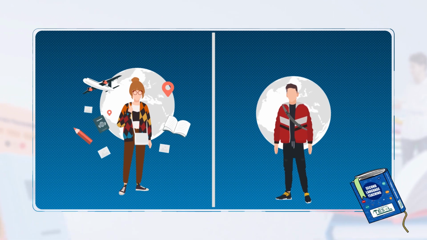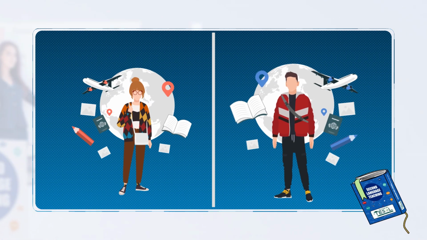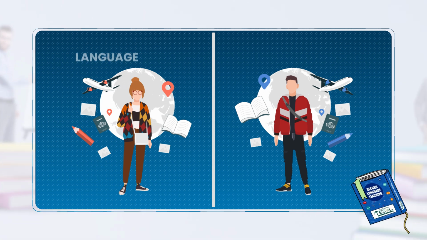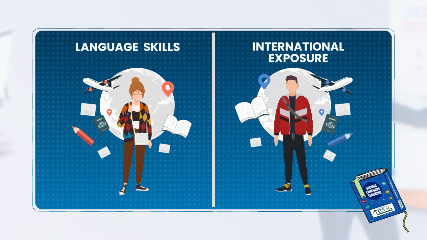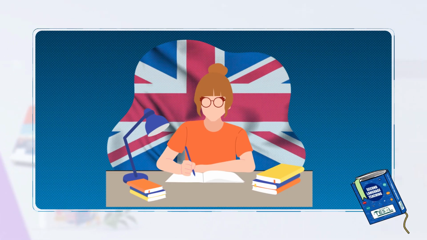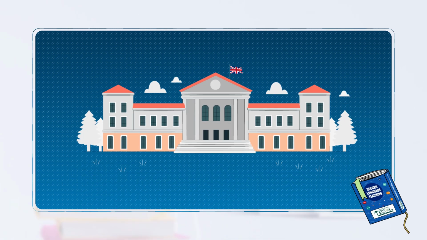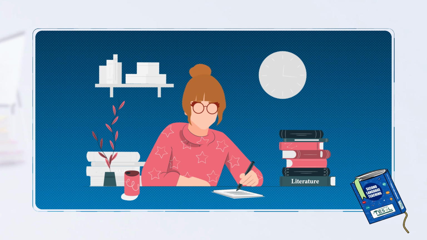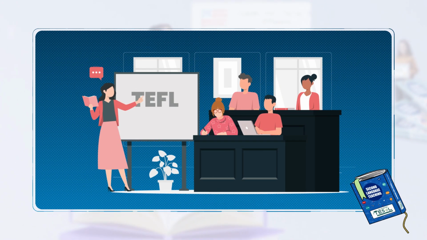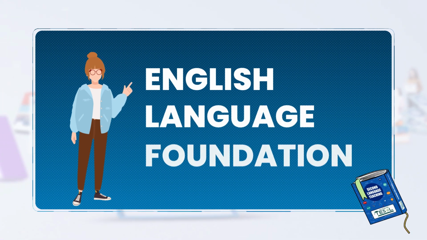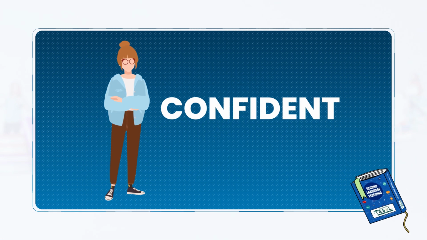Once upon a time, there were two ambitious students named Alice and David. They both dreamt of studying abroad in an English-speaking country to enhance their language skills and gain international exposure. Alice chose to pursue her studies in the United Kingdom. She enrolled in a prestigious university in London to pursue her passion for literature and writing. Before her journey to the UK, she had taken up TEFL classes in her home country to strengthen her English language foundation. Armed with her TEFL knowledge, Alice felt confident in her ability to communicate and navigate her academic journey.